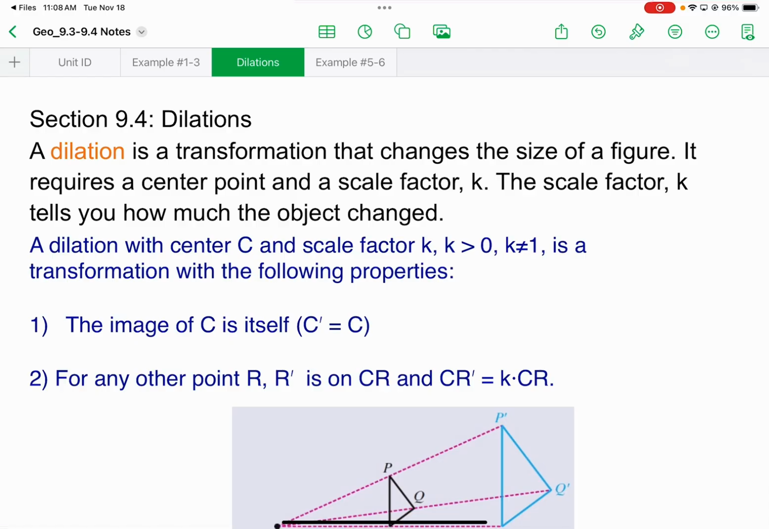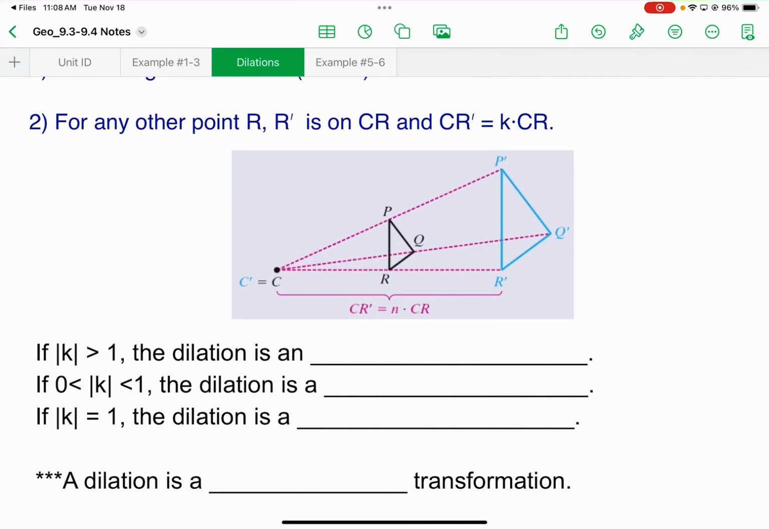Oftentimes these problems will revolve around a scale factor. A dilation with a center C and scale factor K, K greater than 0, K can't equal 1 though, is a transformation with the following properties. The image of C is itself. And for any other point R, R prime is on CR, and CR prime is K times CR. So basically, you just need to use your scale factor to get to that value. For example, if we are dilating this triangle about this point, it's almost like a projection.